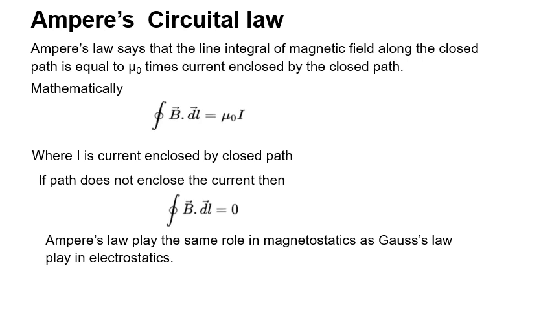Ampere's circuital law says that the line integral of magnetic field along the closed path is equal to mu naught times current enclosed by the closed path. Mathematically, it is closed integral of vector B dot vector dl equals mu naught I, where I is the current enclosed by the closed path. If the path does not enclose the current, then closed integral of vector B dot vector dl equals 0. Ampere's law plays the same role in magnetostatics as Gauss's law plays in electrostatics.